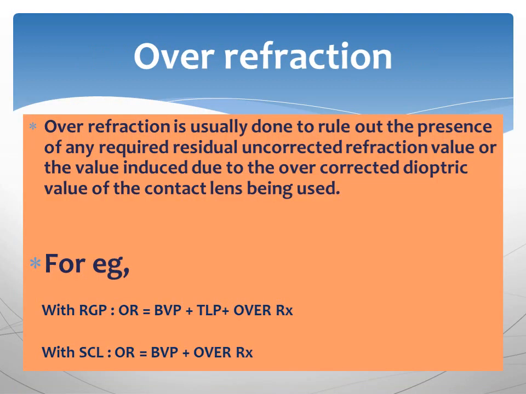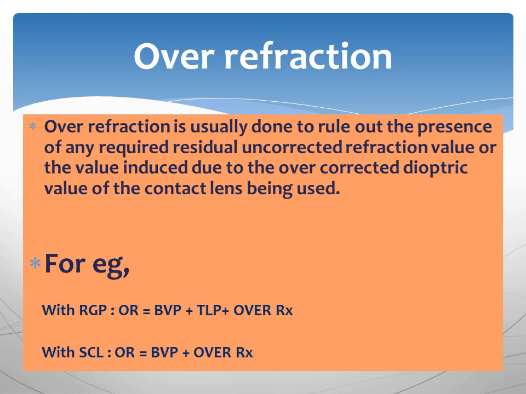Now last but not the least comes the over refraction, because after selecting the contact lens, assessing the fit and doing everything, taking all the parameters and checking everything, the last thing that we have to do is the over refraction part, because that's what will finally give us the actual power that we are going to prescribe to the patient in contact lens. So what is over refraction? It is usually done to rule out the presence of any required residual uncorrected refraction value or the value induced due to the overcorrected dioptric value of the contact lens being used.